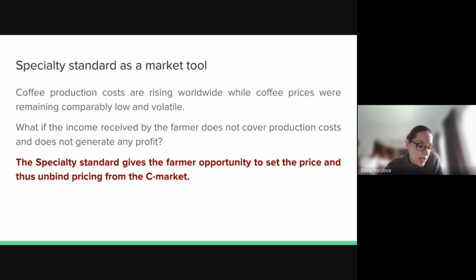Another thing to mention here is that this C market, which is now, I would say, 375. I checked in the morning, it's now more than $8, $8.27 per kg of coffee. It's a basic price for a coffee.